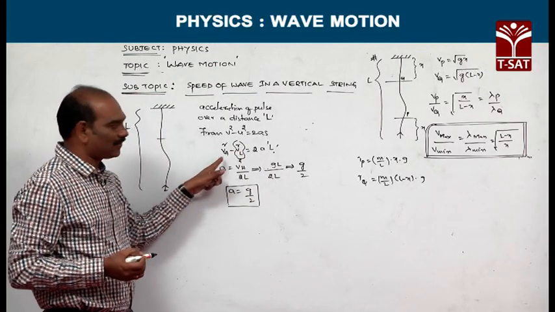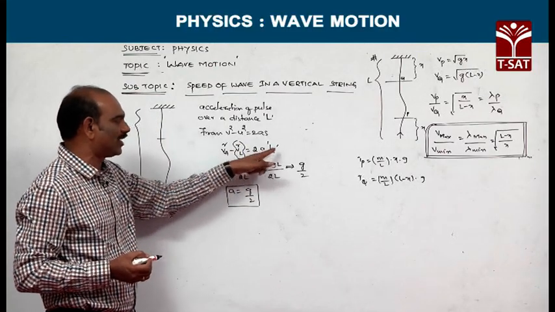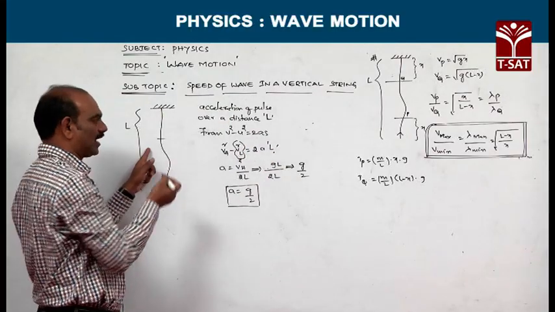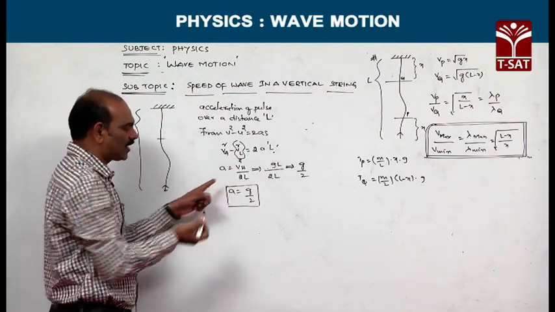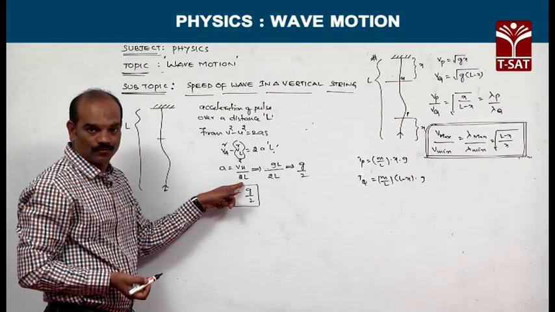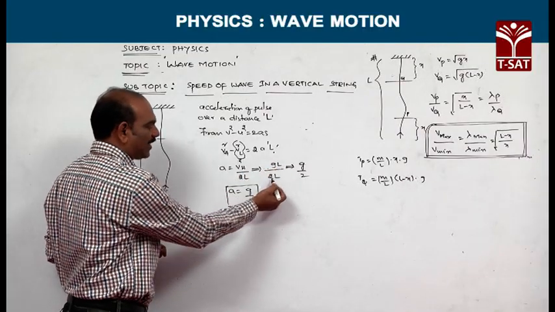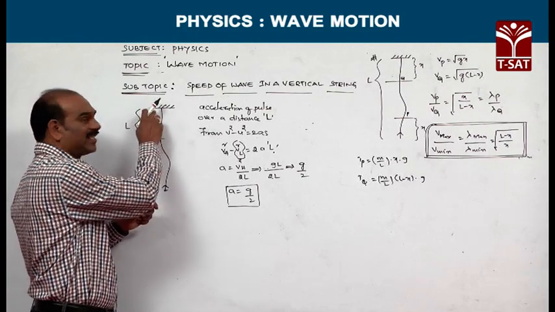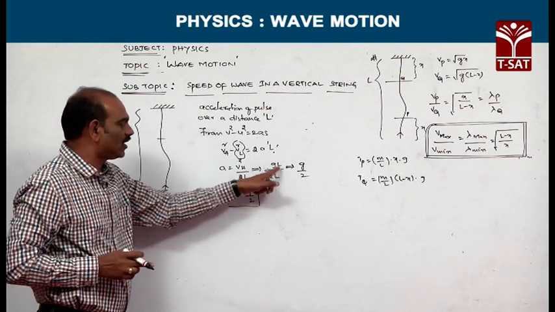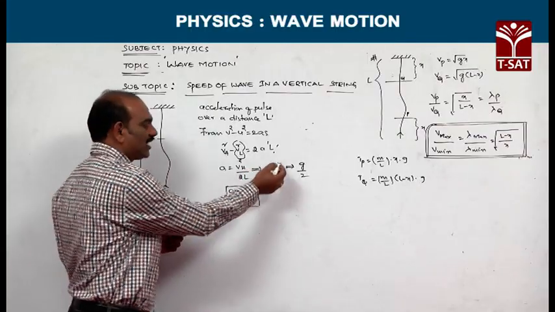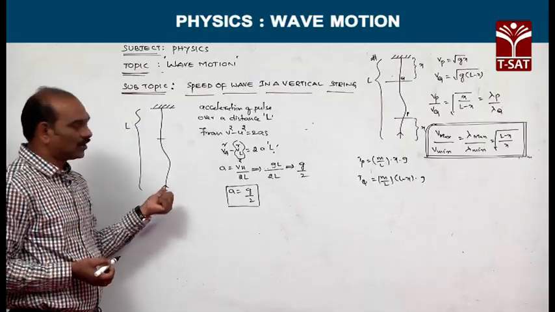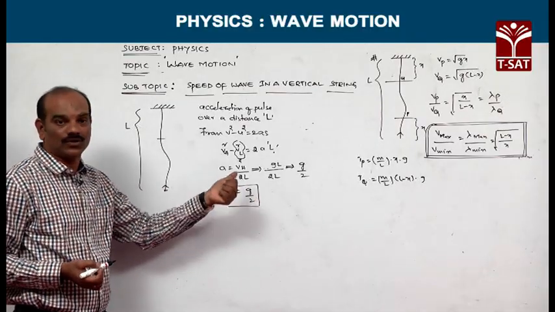So Vh square minus 0 equals 2 into a into L, because the distance travelled by the pulse is a length of L. From this, a is equivalent to Vh square by 2L, which is equivalent to gL by 2L, because the speed of the transverse pulse at the rigid end is root gL, and squaring gives gL. So gL by 2L becomes g by 2. Therefore, the acceleration of the pulse through the string is a equal to g by 2.